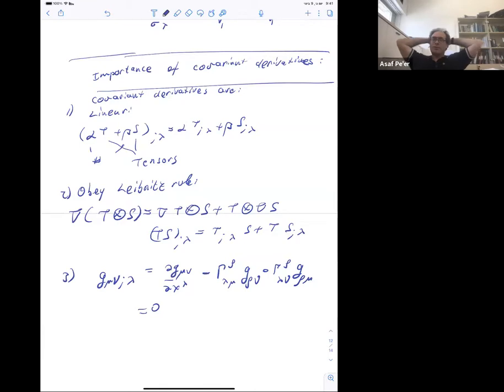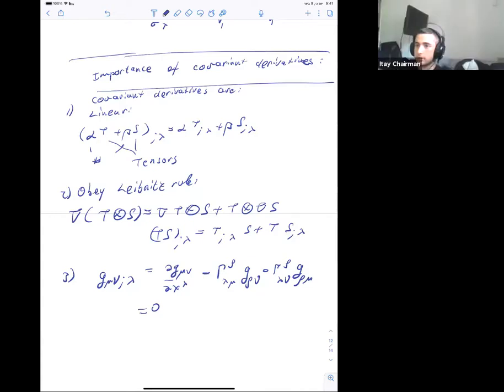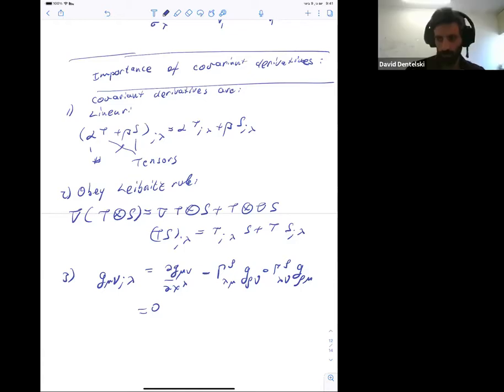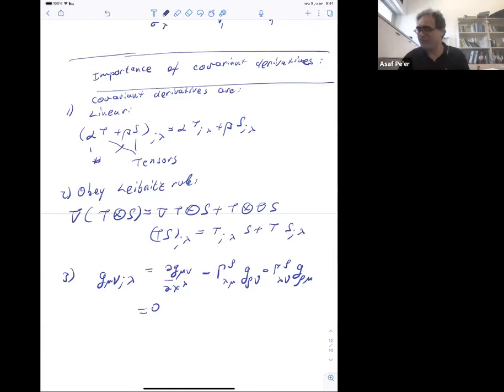But remember, what did we say? We can always erect flat space-time coordinates. Now, in flat space, how does the metric look like? It's a constant. Right, then the derivative is 0 and you can transform it. If it's 0, it stays 0. Thank you.